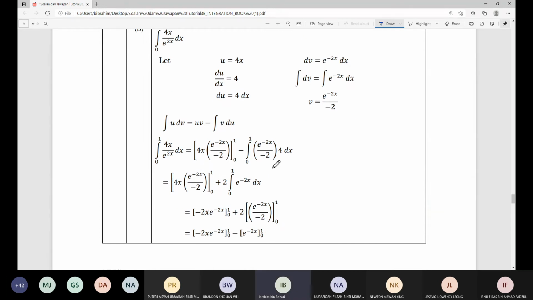The method is the same. Question B, you let u equal 4x, and du over dx equals 4, and du equals 4 dx. And dv equals e to the power of negative 2x, and v equals e to the power of negative 2x over negative 2. And here is integration by parts. As usual, you all check. So uv equals 4x times e to the power of negative 2x over negative 2, and minus the integral of v du. Okay, check the answer.